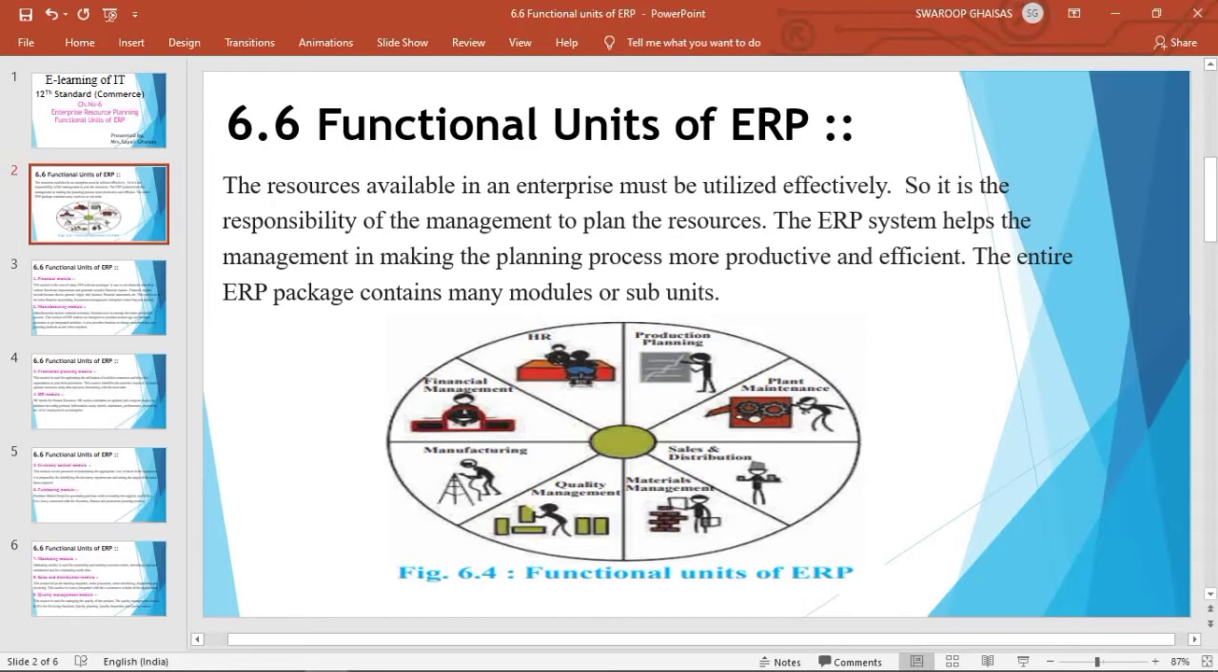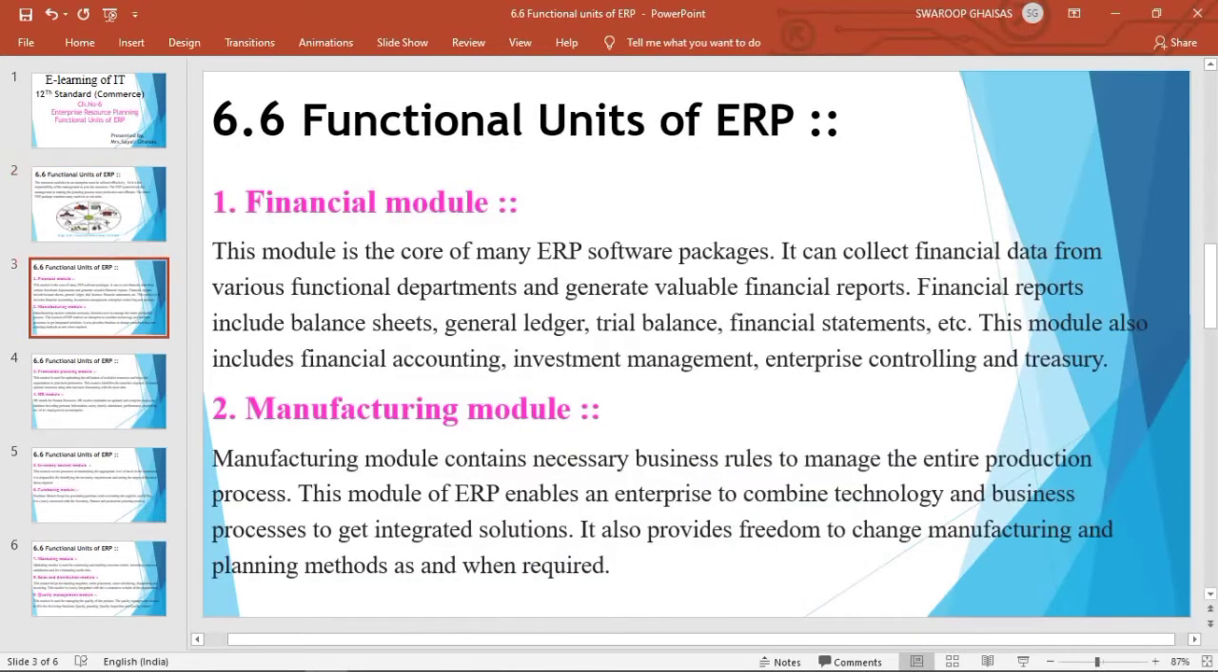We can say those are the subunits of that enterprise. Here is the diagram representing the different functional modules of the ERP, or functional units of the ERP, like production planning, plant maintenance, sales and distribution, materials management, quality management, manufacturing, financial management. So such different functional units of ERP are there. Let us discuss one by one.